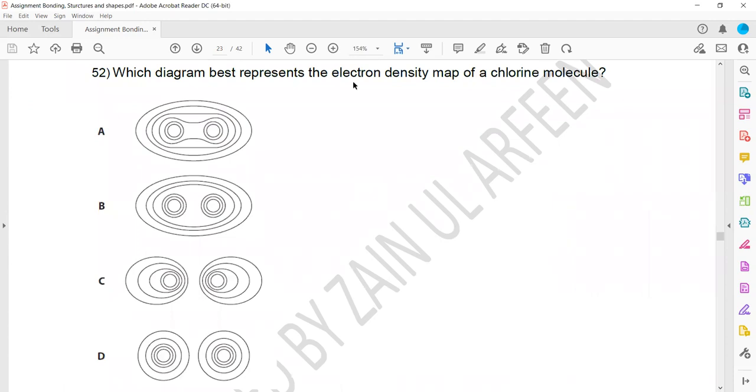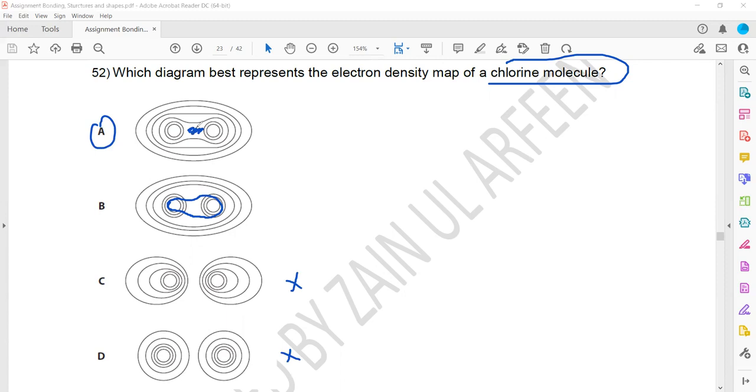In question 52, which diagram best represents the electron density map of a chlorine molecule? Electron density map of a chlorine molecule means the covalent structure is there. So there should be lines around both nuclei. And we can find here C and D cannot be the answer. Why? Because separate lines are there for two atoms. So either A or B. But there should be lines around, even in the center, around the two nuclei. So that's why A is the right answer.